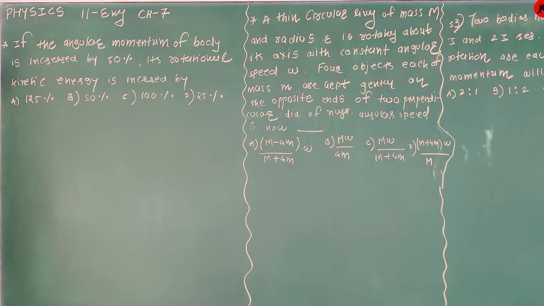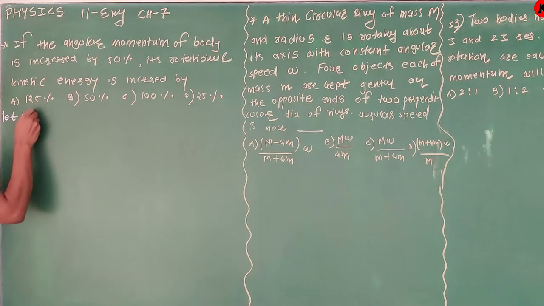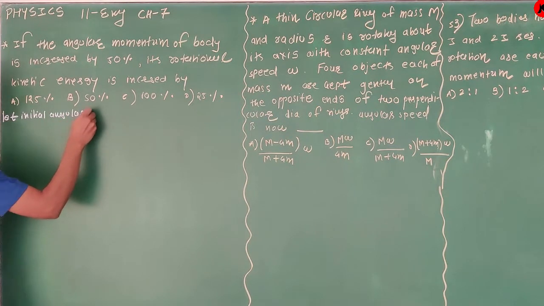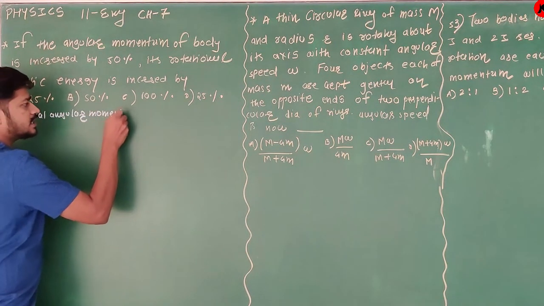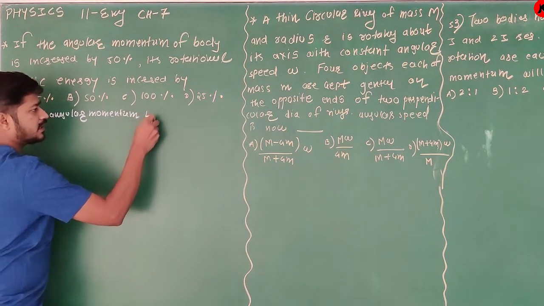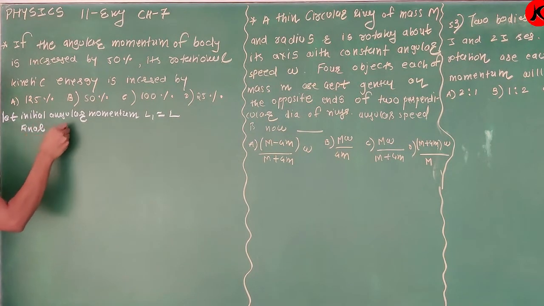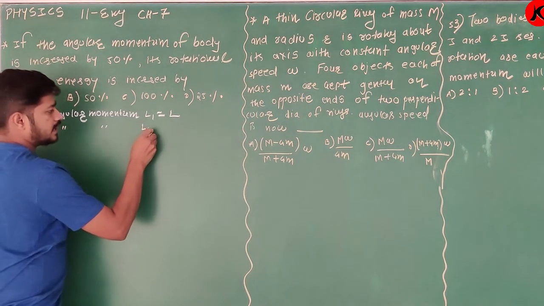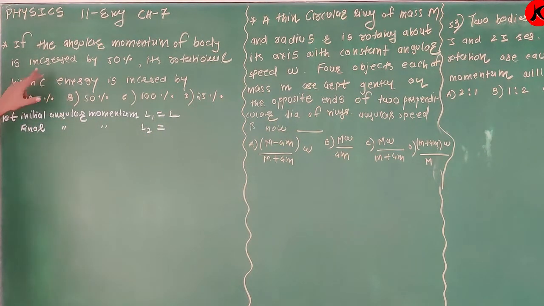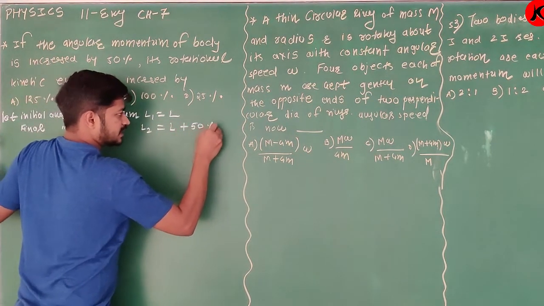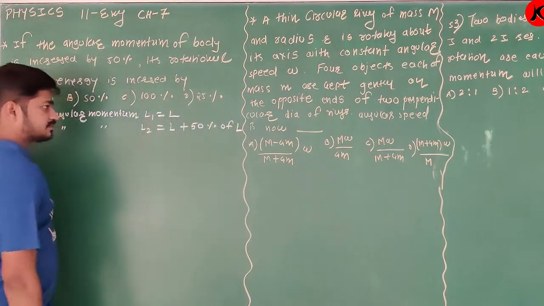So first of all, what is the meaning of this? I am assuming the initial angular momentum L1 is equal to L. Then what is the final angular momentum L2? See, increased by 50%. It means initially it is L. Increased by 50% means 50% of L.